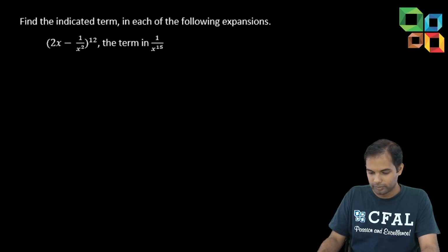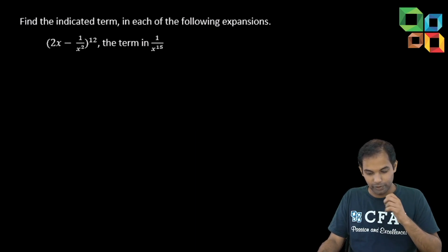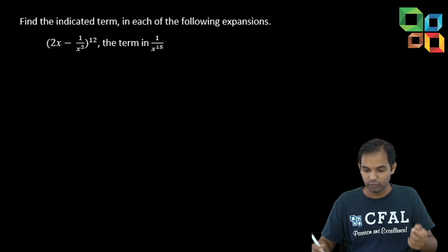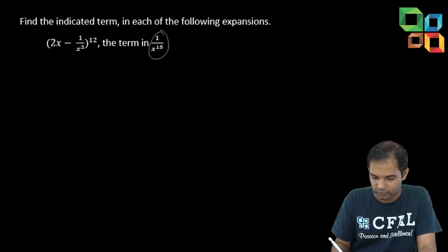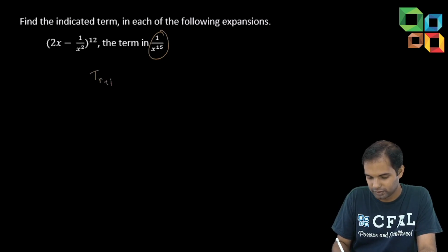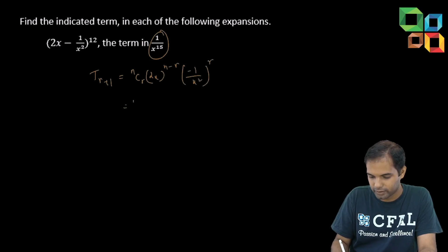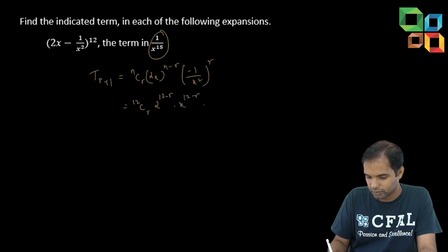Same problem, okay, generic form. The power is different. We have to figure out when we get 1 by x power 15. So let us write the general term again. T of r plus 1 is nothing but nCr 2x whole power n minus r into minus 1 by x square whole power r. Substituting again n equal to 12, so it's 12Cr. So 2 power 12 minus r into x power 12 minus r into minus 1 whole power r into x power minus 4.